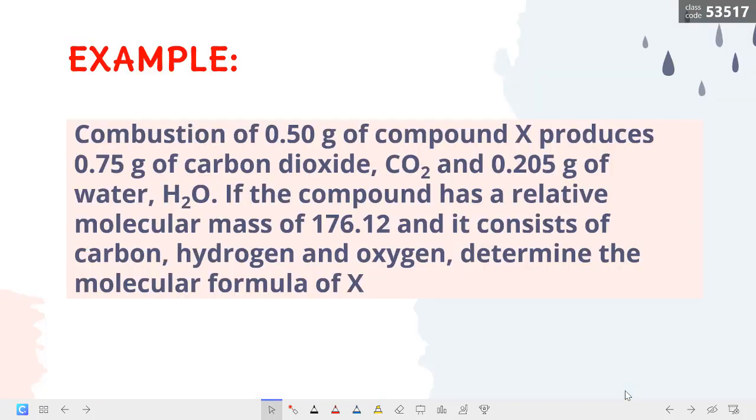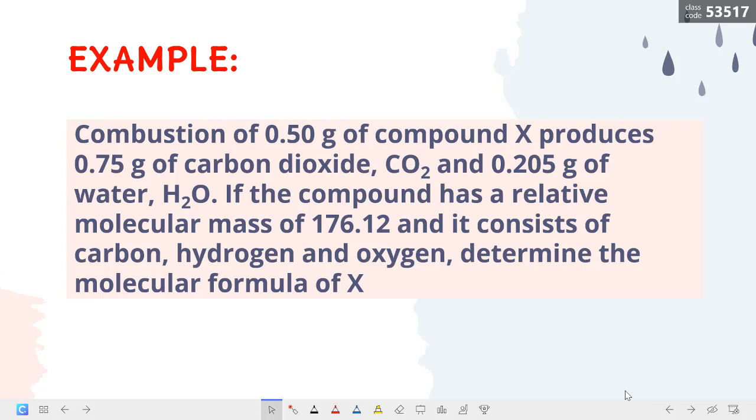Alright, so look at this example. Combustion of 0.50 gram of compound X produces 0.75 gram of carbon dioxide and 0.205 gram of water. If the compound has a relative molecular mass of 176.12 and it consists of carbon, hydrogen and oxygen, determine the molecular formula of X.